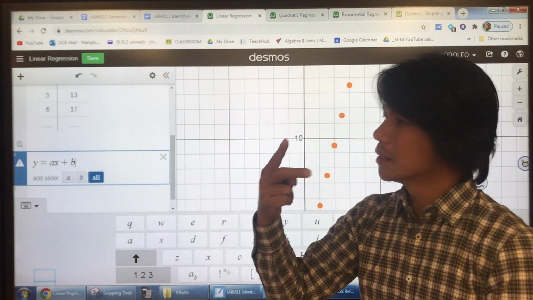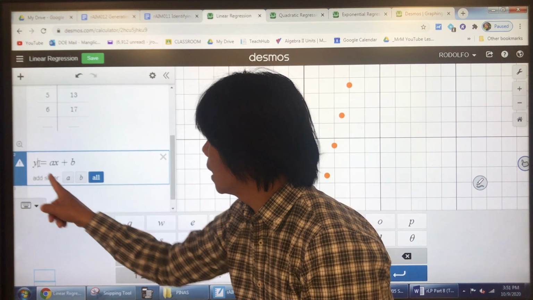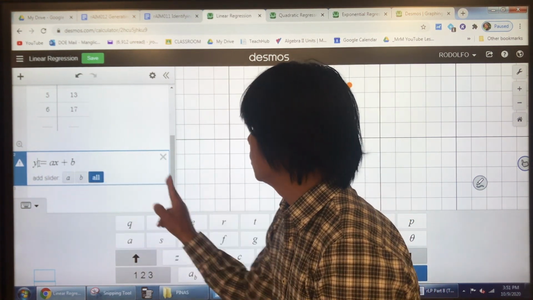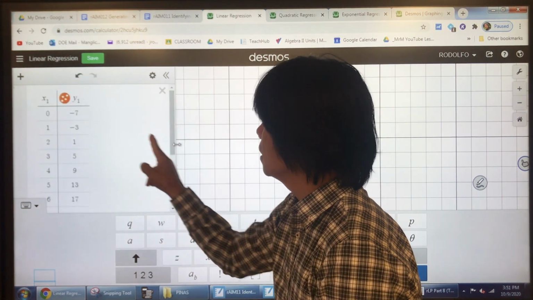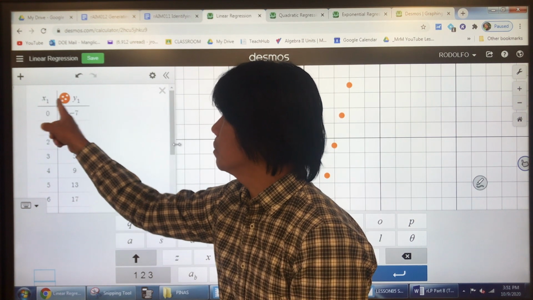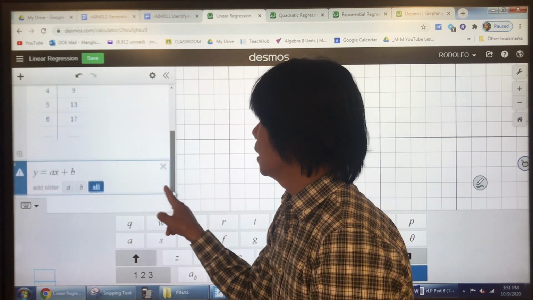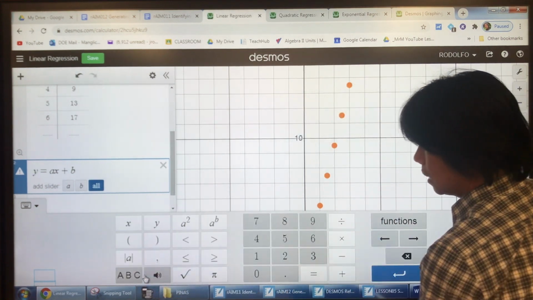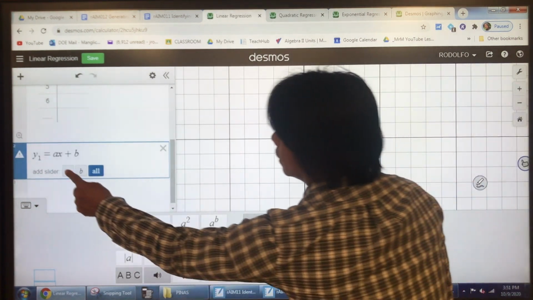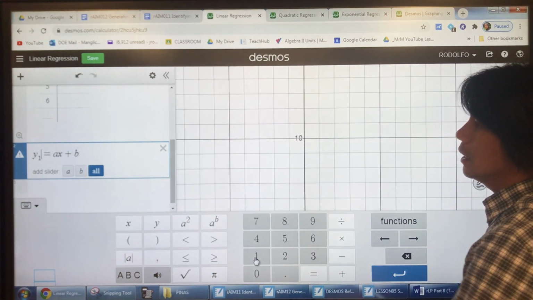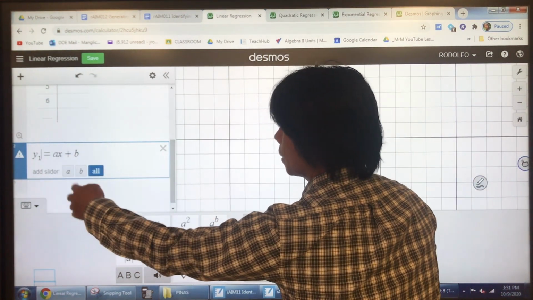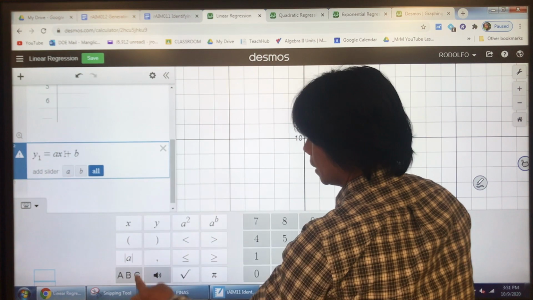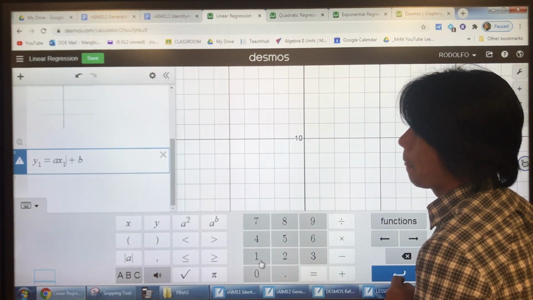Why? There are two things. One, you need to put y sub 1 and x sub 1 right there. Why is that? Because in our table, they use x sub 1 and y sub 1. So let me put y sub 1, just clicking 1. Automatically, it will go to the subscript. And then next to x, click 1 also.